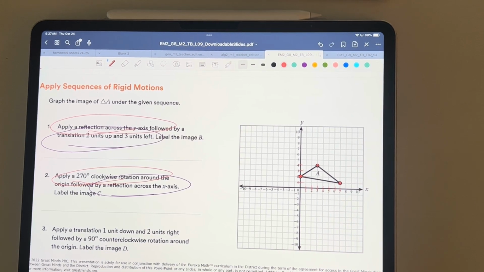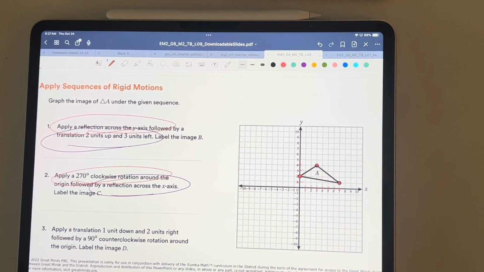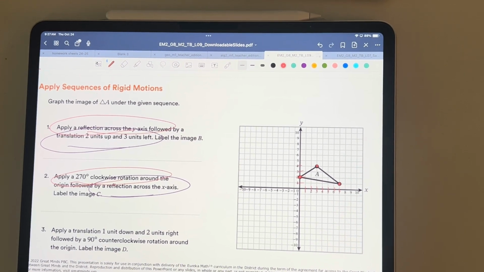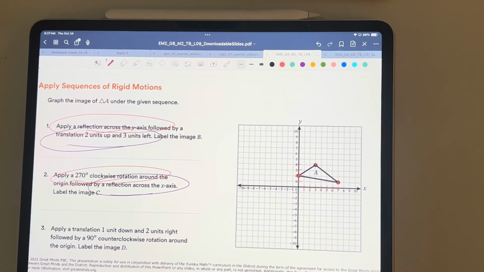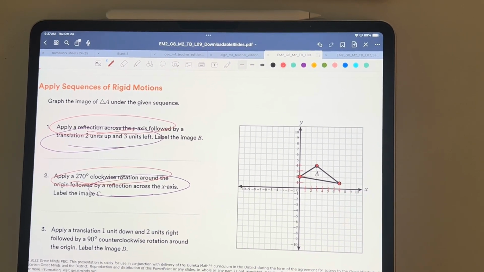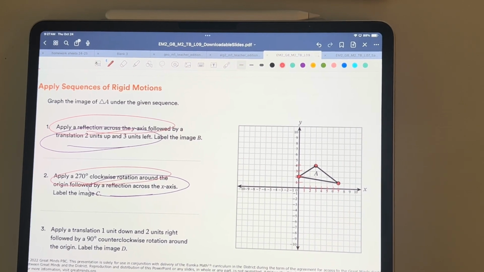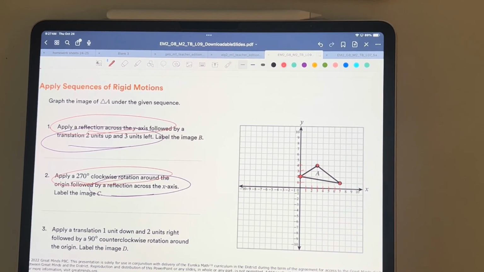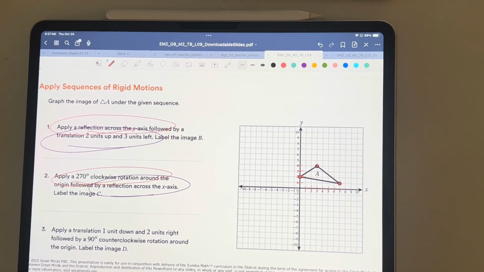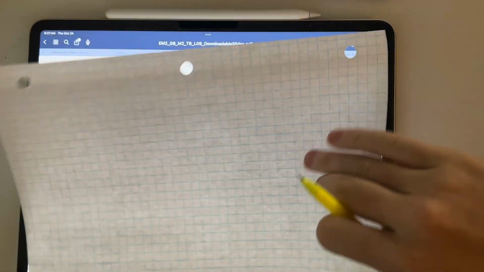Yeah, other drawer. So translation, 1 unit down and 2 units to the right, and then a 90-degree counterclockwise rotation around the origin. So we're trying it on our own paper?